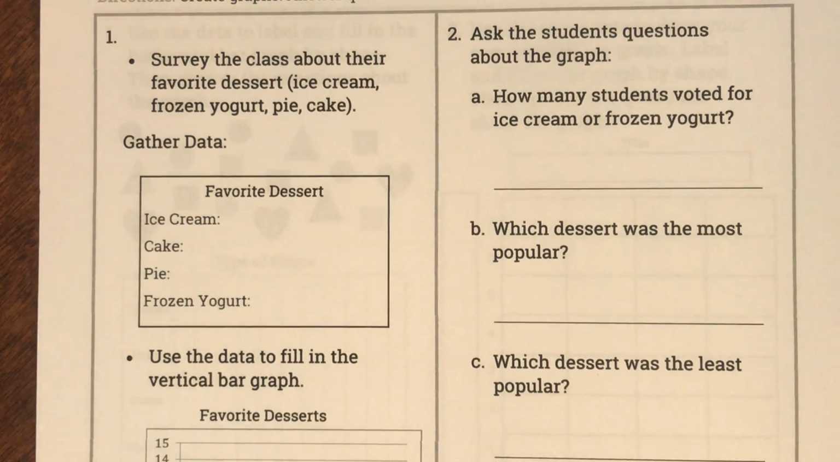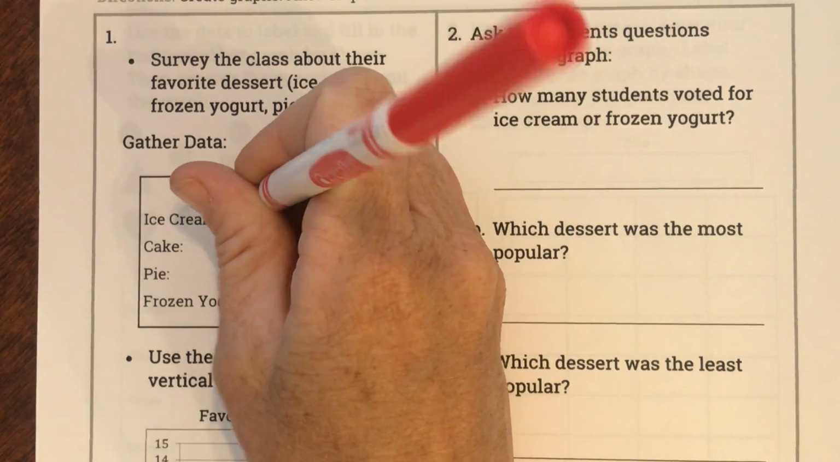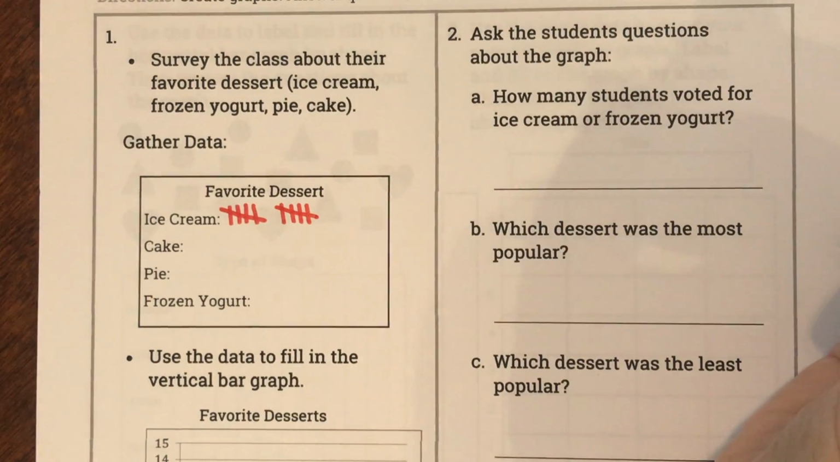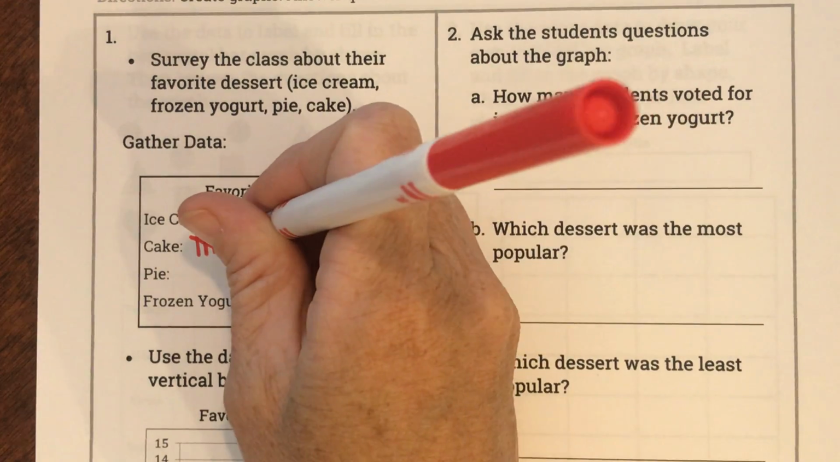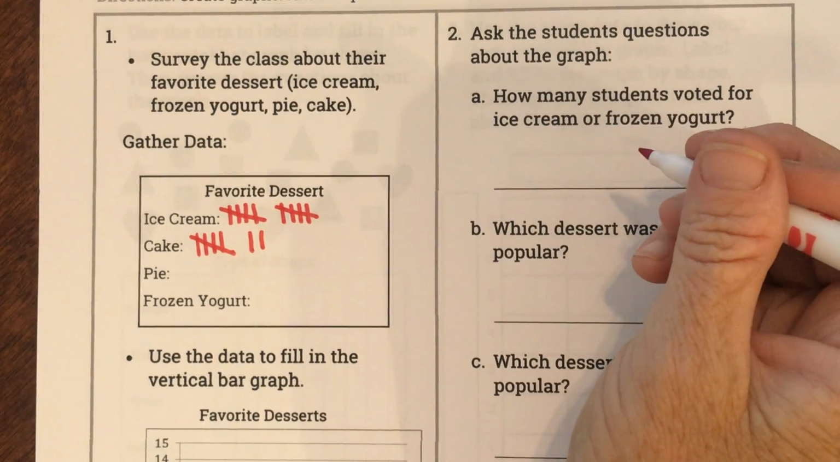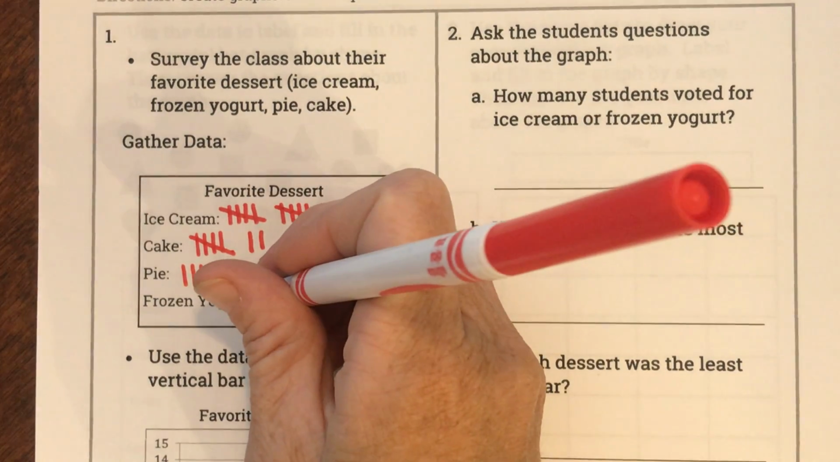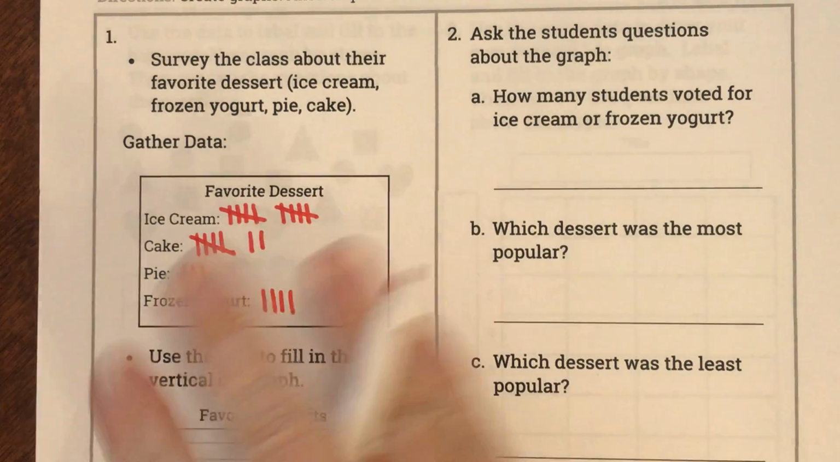Now, unfortunately, we're not at school, so I can't survey the class, so I'm going to make up something. So for ice cream, I'm going to say 10 people chose it. So remember when we do our tallies, it's 1, 2, 3, 4, 5, 6, 7, 8, 9, 10. Okay, I'm going to say 7 people chose cake. 1, 2, 3, 4, 5, 6, 7. 3 people chose pie. 1, 2, 3. And 4 people chose frozen yogurt. 1, 2, 3, 4. Okay, so this is my data.